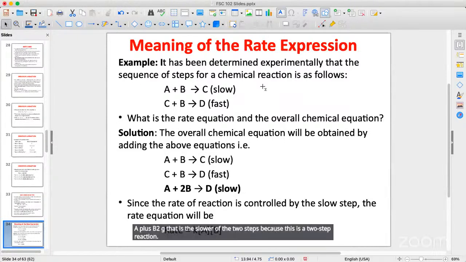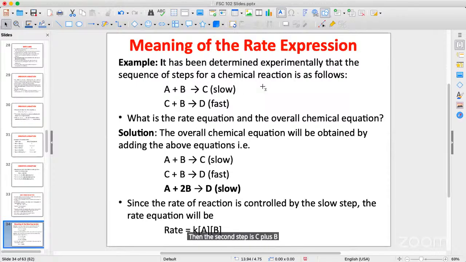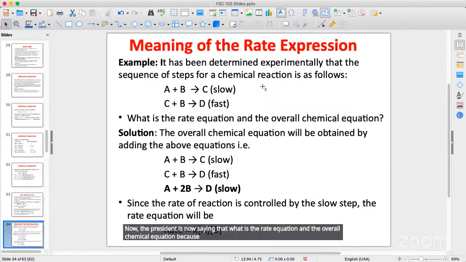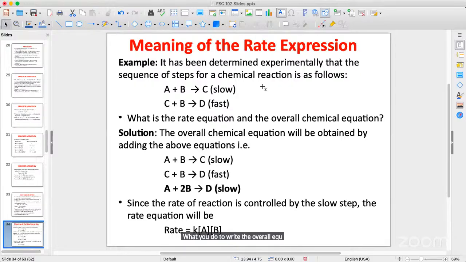Then the second step is C plus B to give you D. That is fast. Now, the question is asking what is the rate equation and the overall chemical equation? Because for a mechanism of reaction, what do you do to write the overall equation? You add all the steps together.